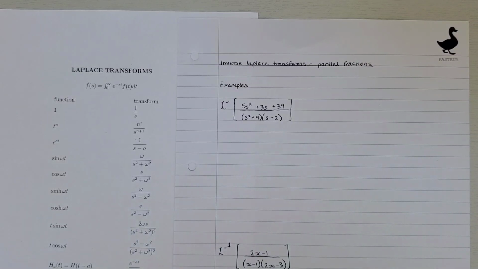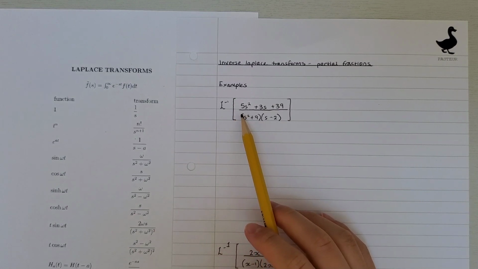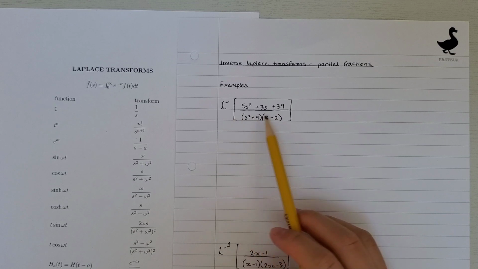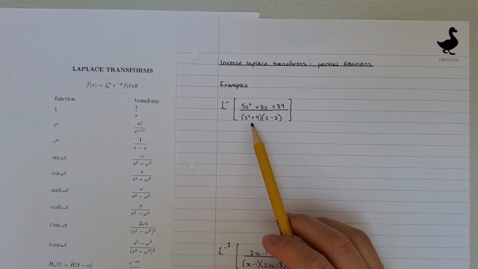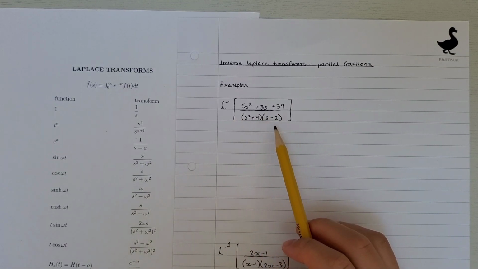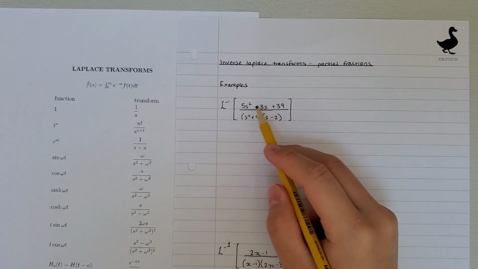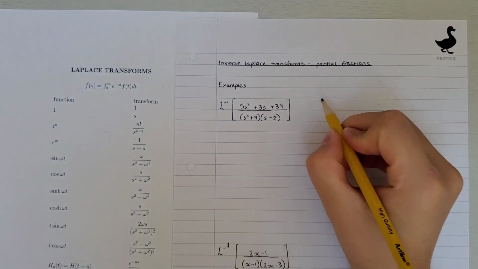In this video we're going to be going over finding the inverse Laplace transforms involving partial fractions. I've covered how to do partial fractions in another video, so this would be incorporating both skills. For this example we have (5s squared plus 3s plus 39) over (s squared plus 9)(s minus 2). So we want to split this into partial fractions first.